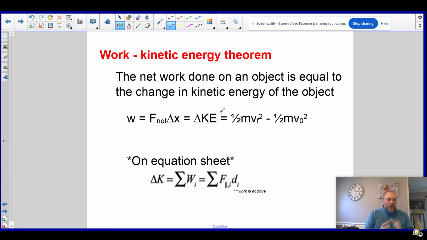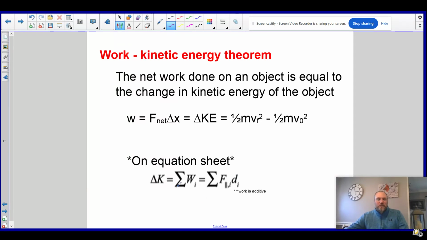Just keep in mind that work is change in energy, transformation of energy, transfer of energy. The net work done on an object is going to always equal the change in kinetic energy. If the net work is positive, then the kinetic energy goes up. If the net work is negative, kinetic energy goes down.